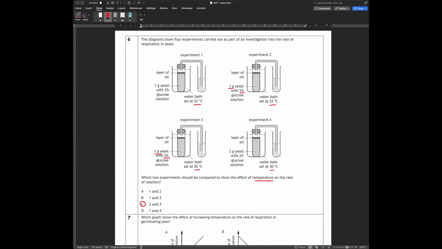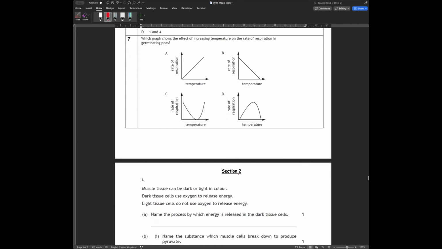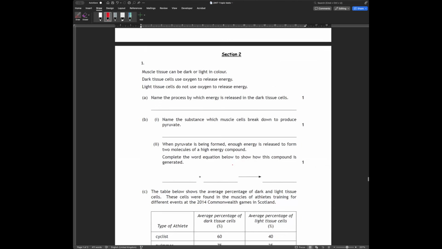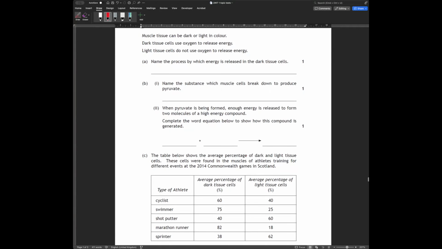All right. So if we're looking at the effect of temperature, that's the only thing that can change. Everything else must remain the same. All right. That's how we work that one out. Let's go into some section 2 questions just for a bit of change of pace. This is a good one, actually.